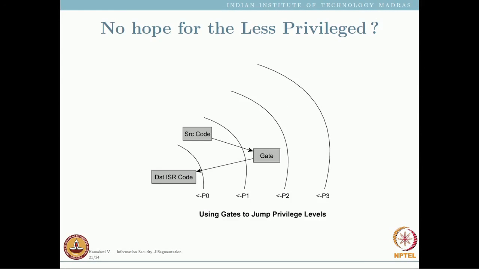But a source code at any privilege can go and access something at a privilege level lesser than that, using the notion of call gates and interrupt gates. We have already seen this.